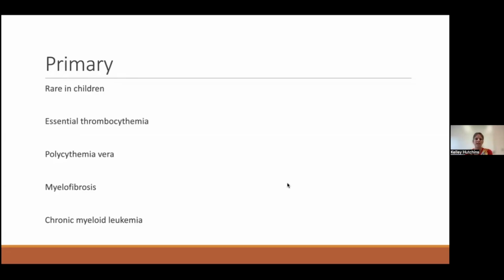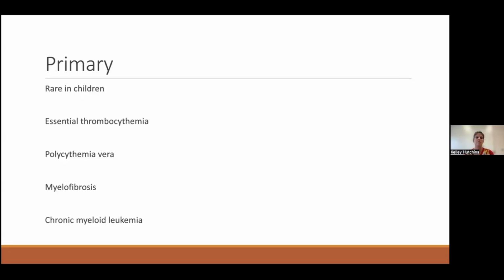So primary, again, is very rare, but could happen. One, essential thrombocythemia, or ET. So this is something that is an acquired prothrombotic situation that could lead to excessive thrombus. So if there's a significant strong family history of clots, then this could be something in the patient. But without any family history, again, very, very rare.